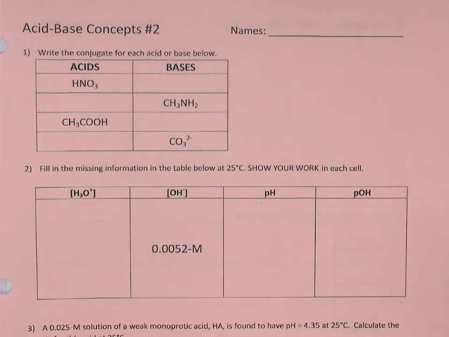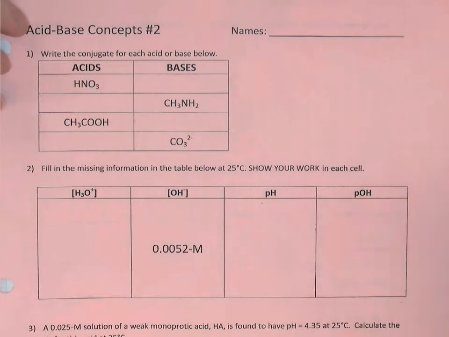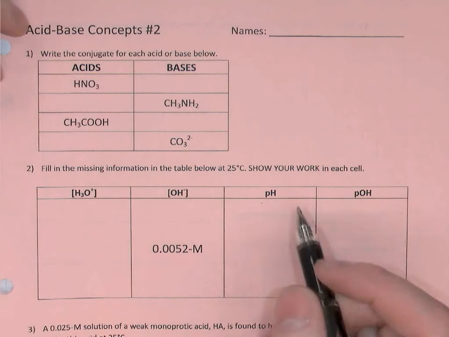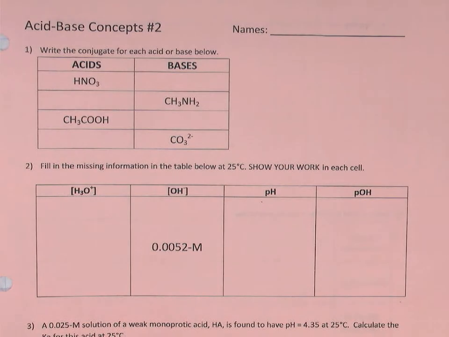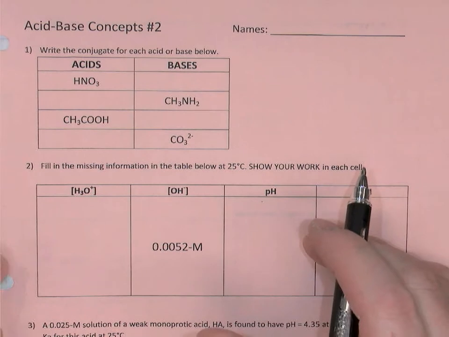In this video, we're going to go over the answer key for the worksheet Acid-Base Concepts number 2. This is a review for your acid-base unit test. The first question asks us for the conjugate for a given acid or the conjugate for a different base.